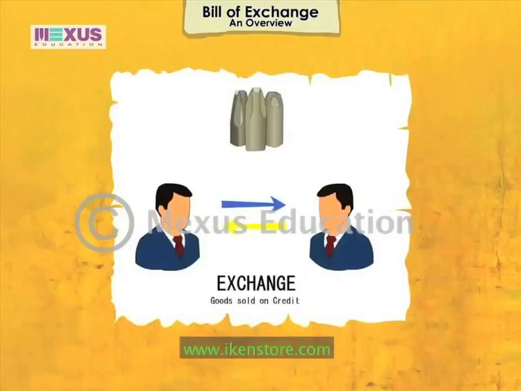Thus, a bill of exchange is a form signed by one party to request a sum of money from another party. It is used most often by importers and exporters. Once the draft is accepted or guaranteed by a bank or a company, it becomes a banker's acceptance.